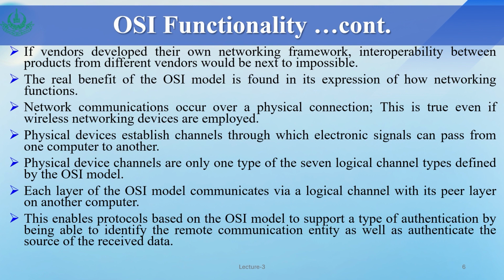The real benefit of the OSI model is found in its expression of how networking functions. Network communication occurs over the physical connection. This is true even if wireless networking devices are employed. Physical devices establish a channel through which electronic signals can pass from one computer to another. Physical device channels are only one type of the seven layer logical channel types defined by the OSI model.